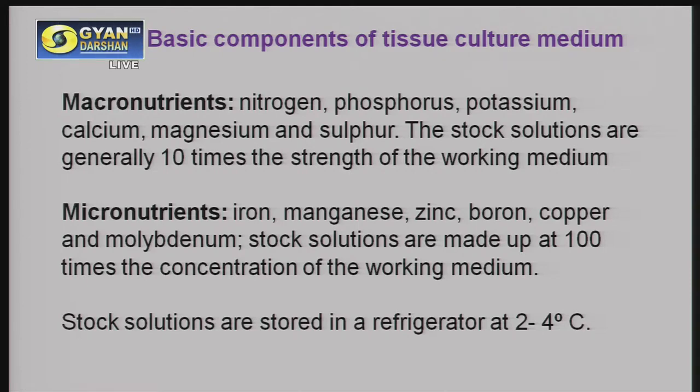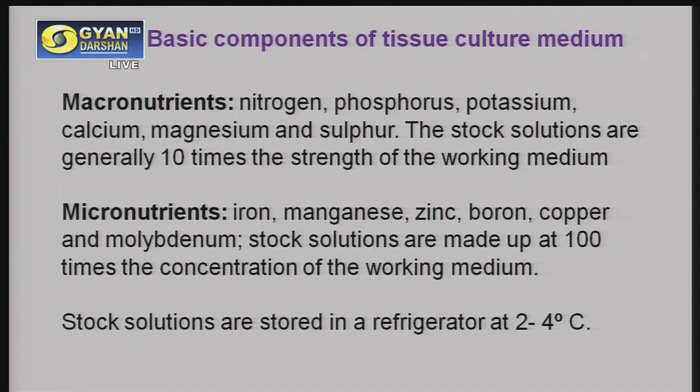Macronutrients: nitrogen, phosphorus, potassium, calcium, magnesium, sulfur. And normally you have different salts of these elements, and the stock solution is always 10 times higher than the working concentration of the medium. That is, you are preparing it in a concentrated form, but you need a much more dilute form.